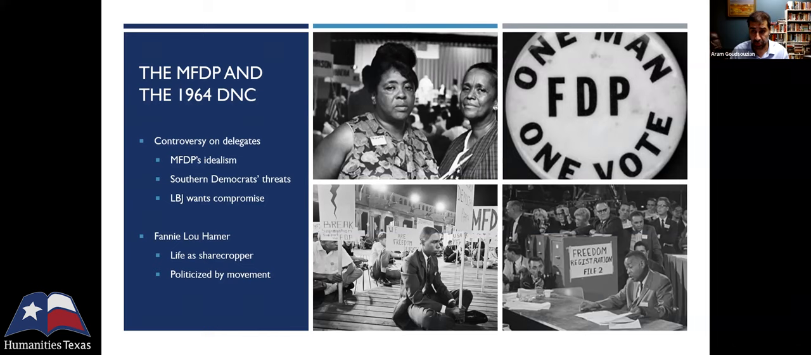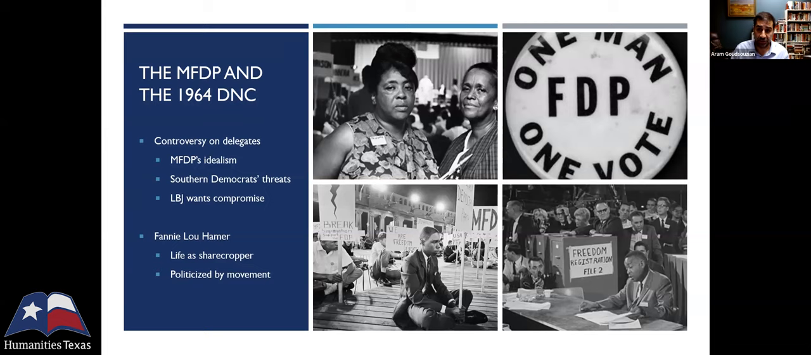Born as a sharecropper, she lives most of her life as a sharecropper. She's kicked off her plantation after she registers to vote in the early 1960s with the cooperation of some SNCC activists. She gets politicized. She's a wonderful speaker, a terrific gospel singer, and wonderful at relating to other Mississippi African-Americans and getting them involved in the movement.